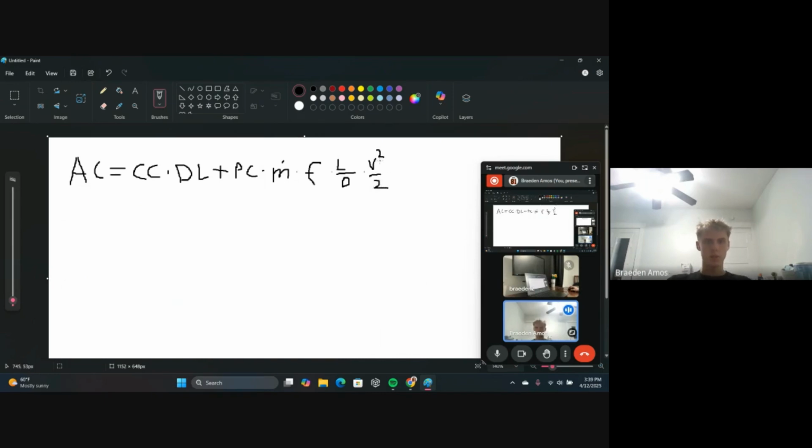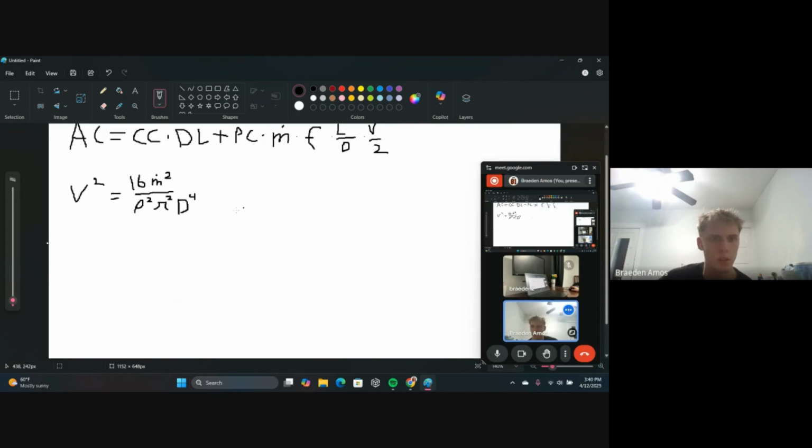So our first step is to simplify V squared. We can turn V squared into 16 times M dot squared over rho squared times pi squared times D to the fourth. So now we can plug this back into this equation, and that'll help us in the end. So I'm just going to rewrite the equation with this plugged in.